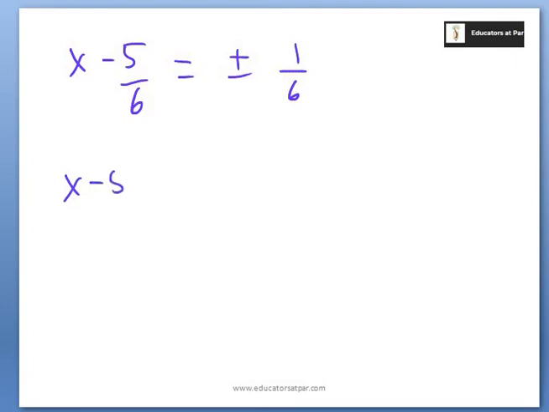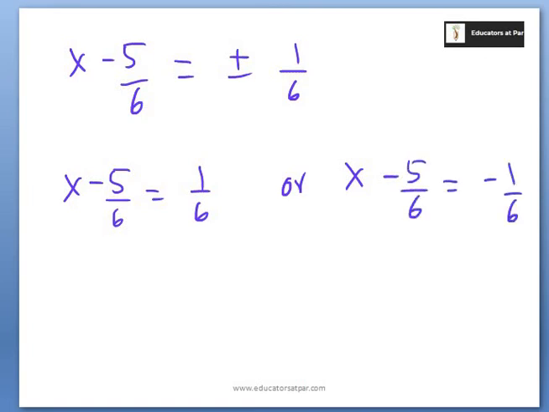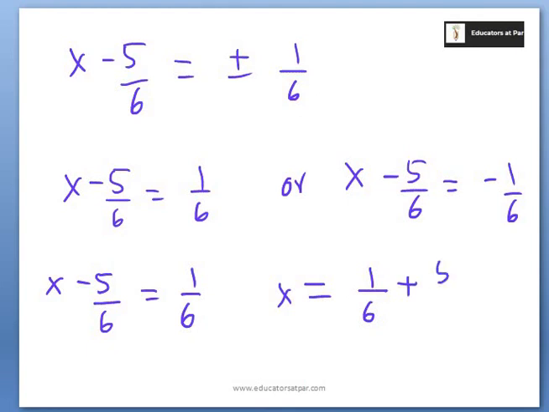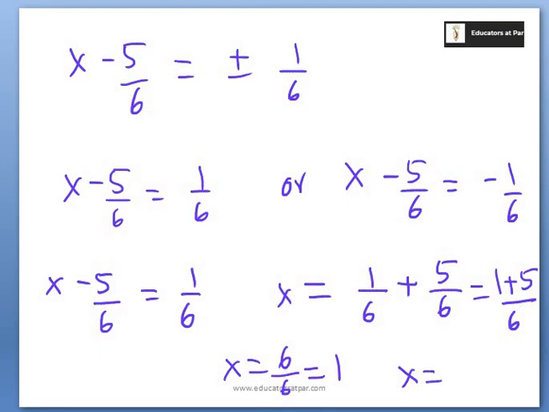So x minus 5 by 6 equal to 1 by 6, or x minus 5 by 6 equal to minus 1 by 6. x minus 5 by 6 is equal to 1 by 6. Take the 5 by 6 to the other side, it gets added. 1 by 6 plus 5 by 6. The denominators are the same. You add the numerators. 1 plus 5 is 6. So it's 6 by 6, which is 1. So x equal to 1 is one of the answers.